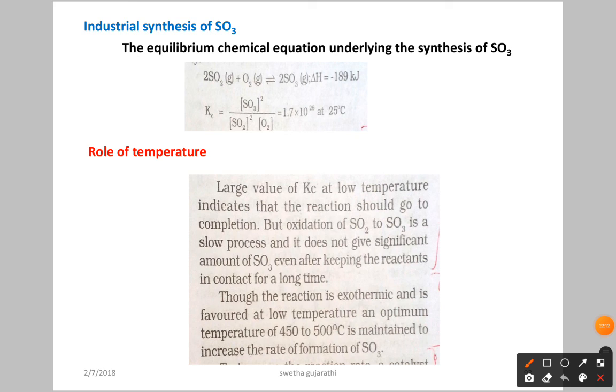Now let us see the next application. Industrial synthesis of what? Ammonia. Again you are going to prepare, sorry, it is sulfur dioxide. Okay. So sulfur dioxide, now the balanced chemical equation what we have? 2 moles of SO2 in reaction with 1 mole of oxygen gives rise to 2 moles of SO3.